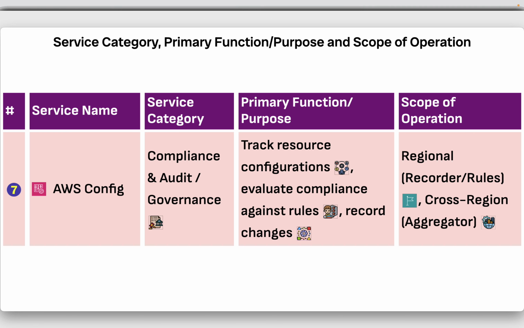Next service is AWS Config, and the service category is compliance and audit and governance.